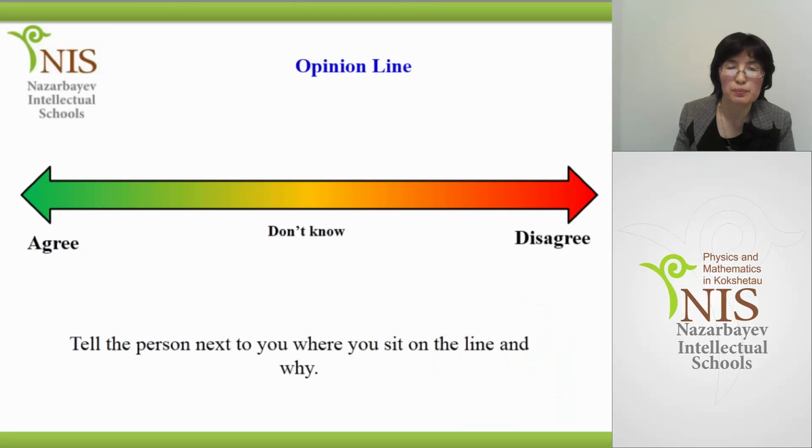With your opinion line, if you agree, you stay on the green region of this line. If you disagree, you stay on the red region of this line. If you don't know, you stay in the center of this line. And then tell the person next to you where you sit on the line and why.